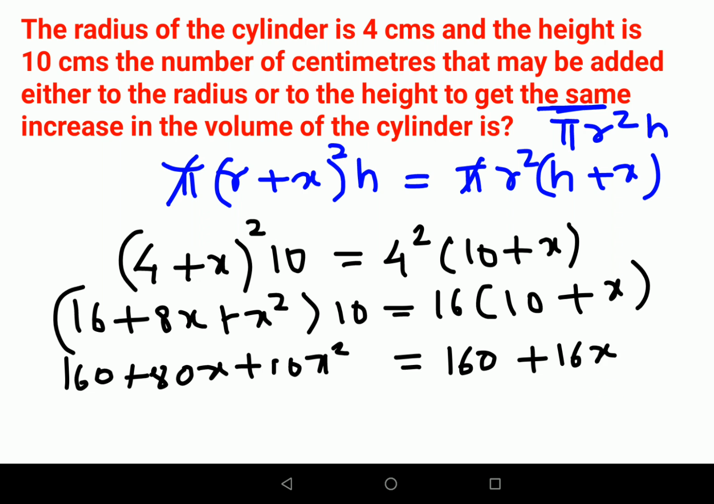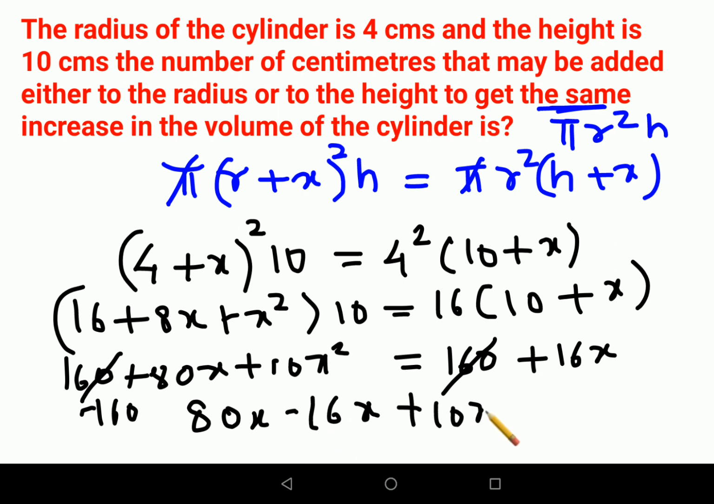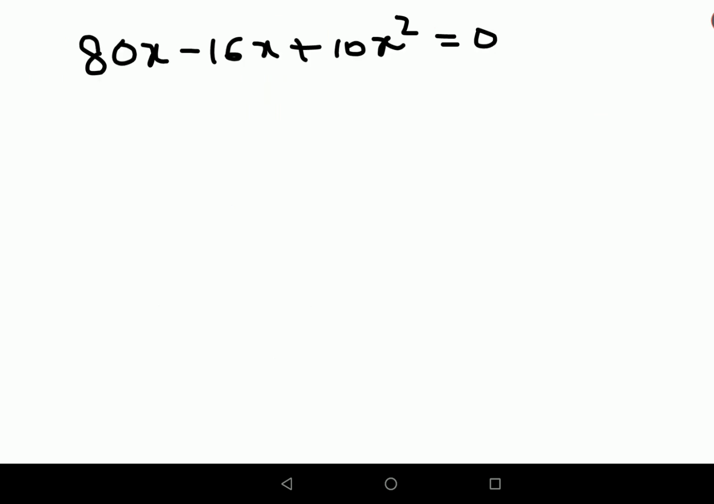So now if you look closely, this 160 and 160, when you subtract from both sides, you will get 0. So basically now you are left with what? 80x minus 16x plus 10x square equals 0. So now in this case you are landing with an equation in terms of x. So now 80x minus 16x gets you how much? That gets you 64x plus 10x square equals 0.